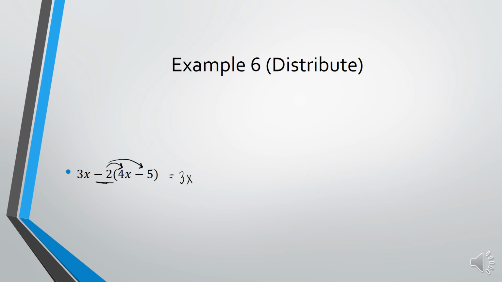So if I distribute that, I'll have negative 2 times 4x and then negative 2 times negative 5, which gives me 3x. Negative 2 times 4x will give me minus 8x. Negative 2 times negative 5 is a positive 10. And we're almost done. The only thing is, if you see we have a 3x here and a minus 8x there, we can combine those. If I have 3 of something and I get rid of 8 of them, I have negative 5 of them. So my final answer, negative 5x plus 10.